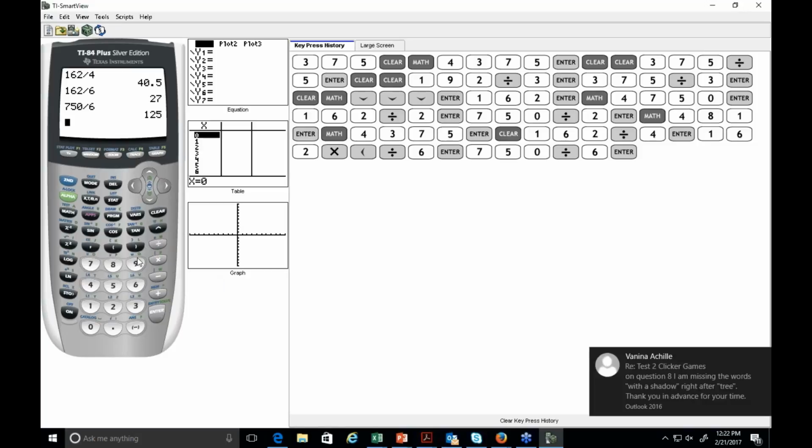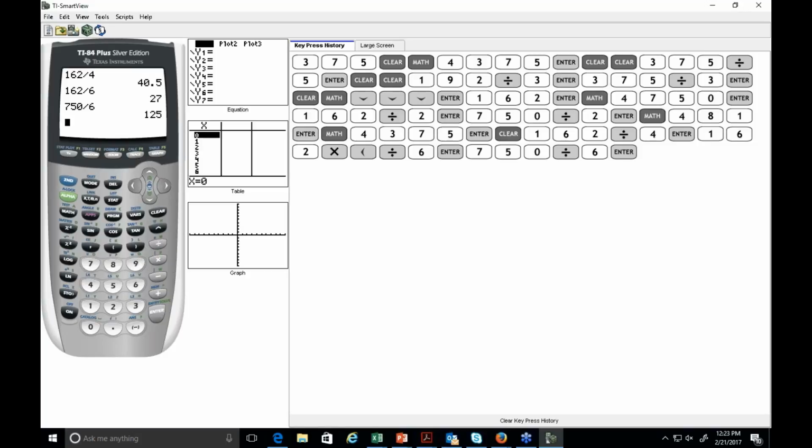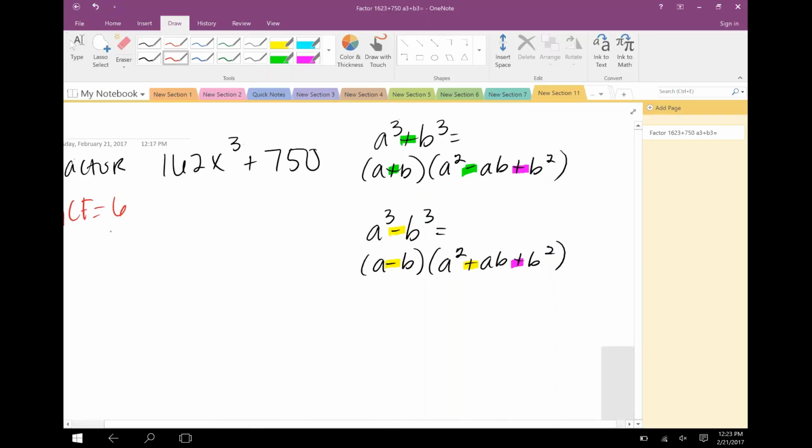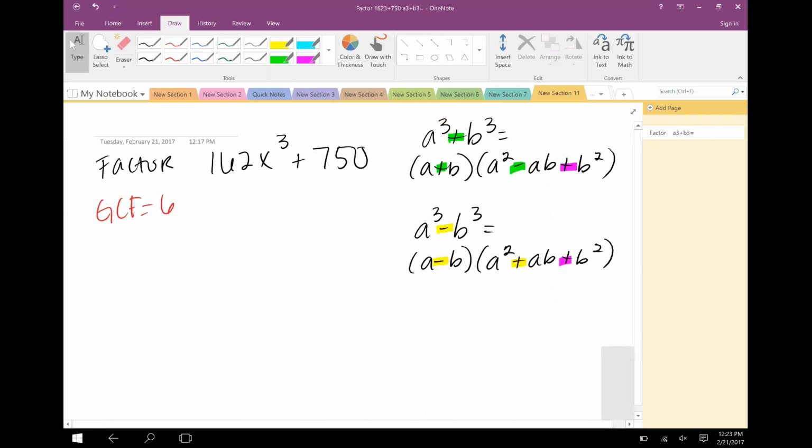All right, so let me go back to my screen. I'm going to take the GCF out. My GCF is 6. When I factor 6 out, divide everything by the 6, I'm going to have 27x cubed plus 125. So now let's look at my new binomial, 27x cubed and 125.